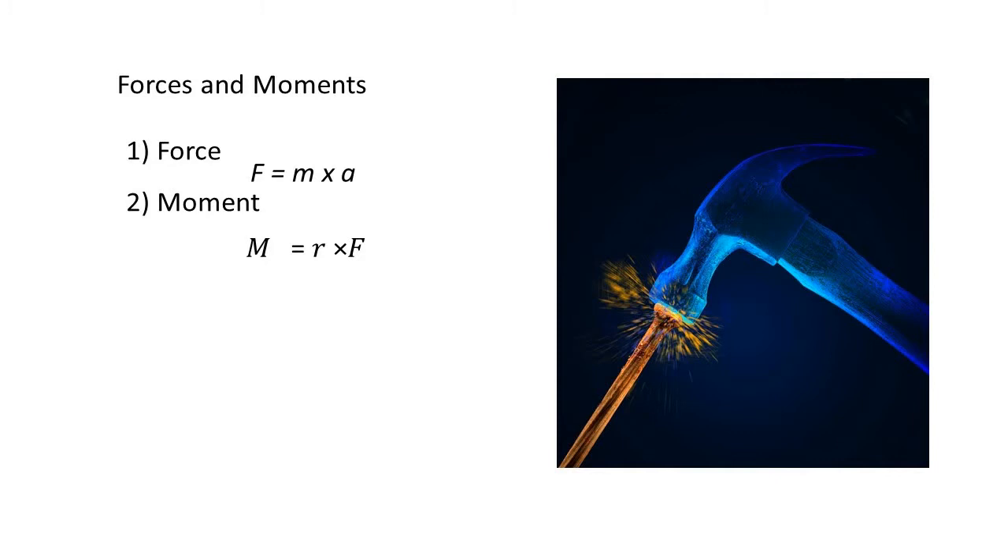Second one is moment. Newton's second law is usually thought of as applying to straight line motion. It can be applied to rotational motion as well. Rather than linear force, we require the concept of a moment. For now, think of it as a rotational force. The moment about a particular axis can be found using the following equation, which is moment equals r times F, where r is a vector that connects the point where the force is applied to the axis of the rotation.